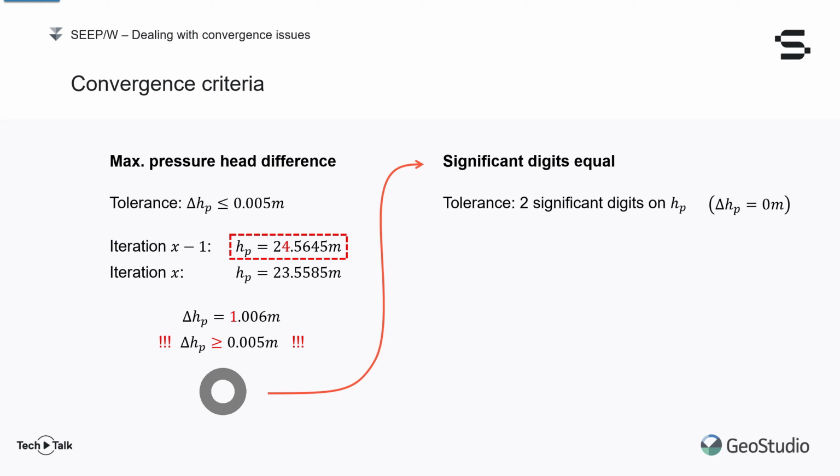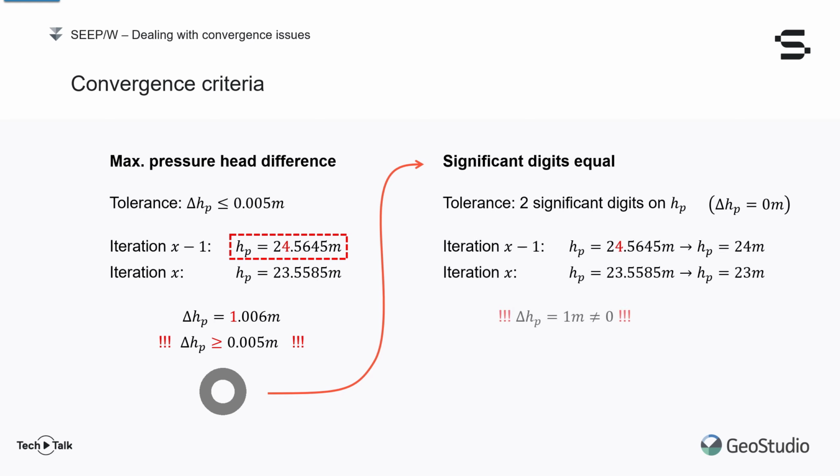Let me now tweak our test values just a little bit by changing the pressure head from the first to last iteration to 24.5645 meters. Comparing the values between these two iterations will still fail the first convergence criterion, so the second criterion will be checked. This time, expressing both values with two significant digits will yield a pressure head difference. And since the second convergence criterion now fails, a red X will be displayed at this node in the analysis results instead of a gray O.